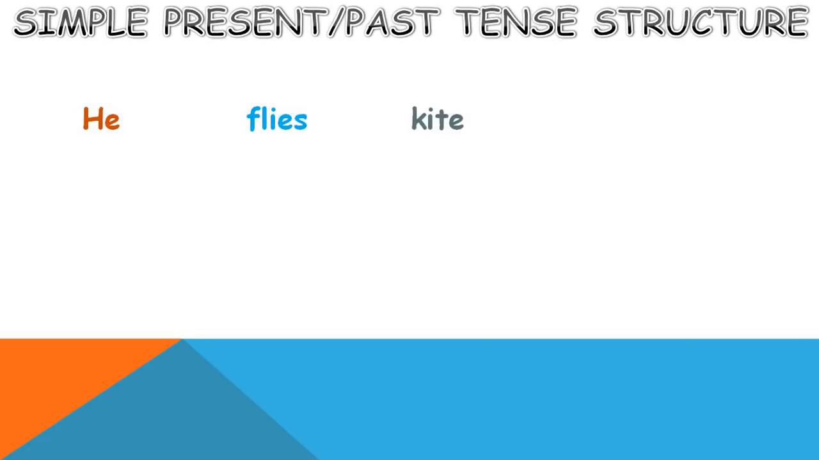Be it any tense, the first thing you need to do in active passive voice is break it into three parts: subject, verb, and object. In this case, he flies kite. You break it: he is the subject, flies is the verb, and kite is the object.